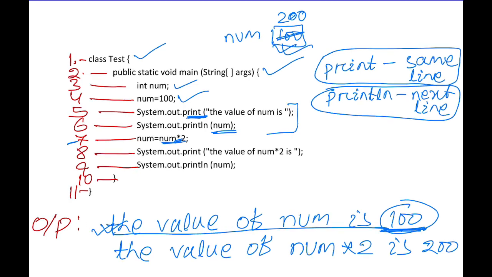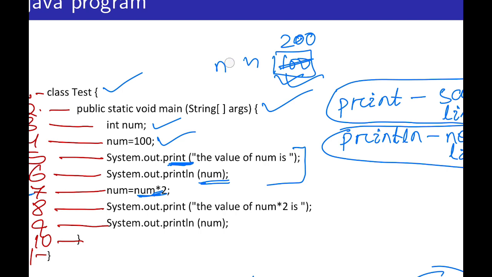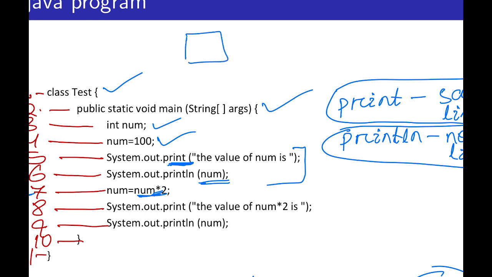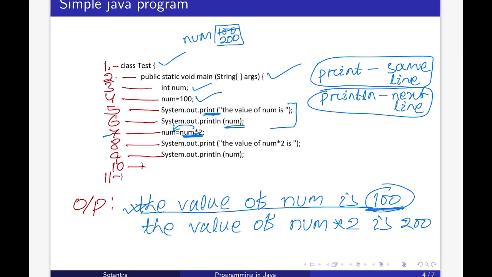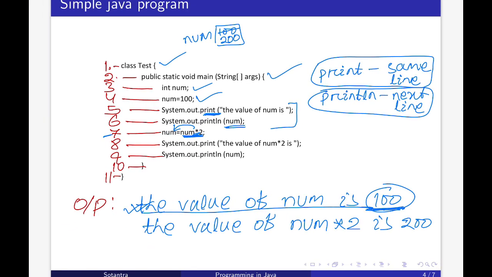So we can say in this way, previously the value of num was like this, it is 100. Now this 100 is updated with 200, because we are computing num multiplication 2, that is 100 into 2, 200, and that is assigned to num. Okay, now num is 200.